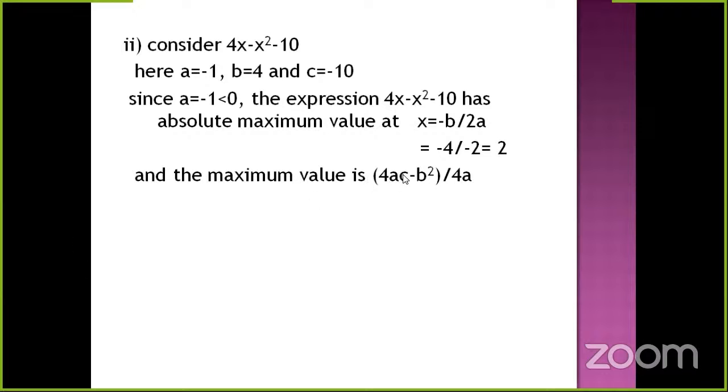And the maximum value will be equal to 4ac minus b square by 4a. So, by substituting the value of a, b, c, I will get 4 into minus 1 into minus 10 minus 4 square by 4 into minus 1. So, by solving, I will get the value as minus 6. Children, once observe this problem clearly. If the coefficient of x square, that is a, is negative, then the expression will be having maximum value. So, the maximum value will be at 4ac minus b square by 4a.